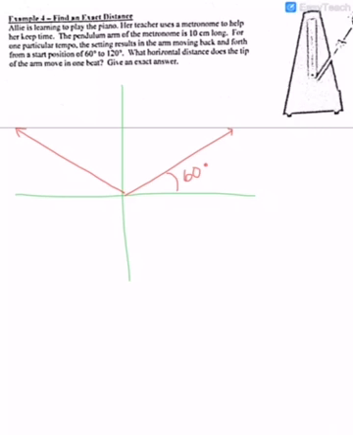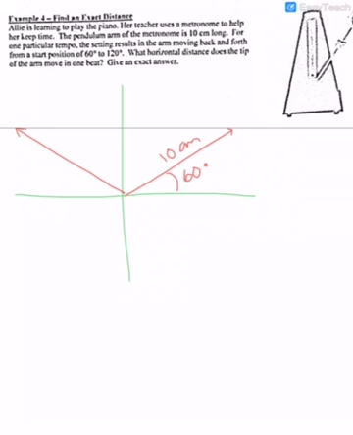Let's look at one more example. This would be an application example. So Allie's learning to play the piano. Her teacher uses a metronome to help her keep time. The pendulum arm of the metronome is 10 centimeters long, so this length here is 10 centimeters long. And it moves from a starting position of 60 degrees to an ending position of 120 degrees.